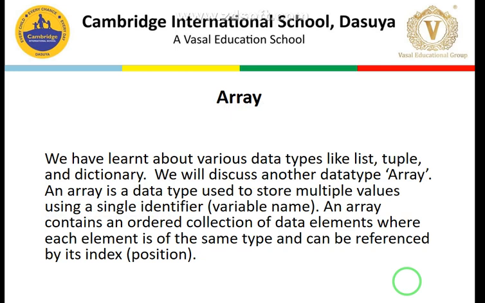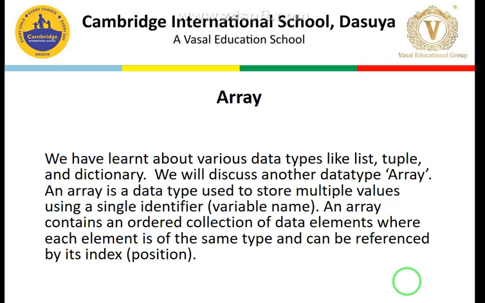We have talked about the n-dimensional array. Students, first we need to clarify what an array is. Till now we have learned about different data types like list, tuple, dictionary. We'll discuss another data type, that is array. What is an array? An array is a data type that is used to store multiple values using a single identifier, and the single identifier is basically our variable name.